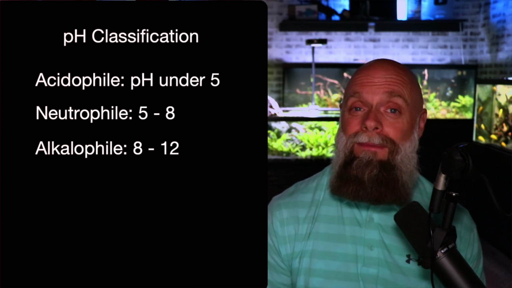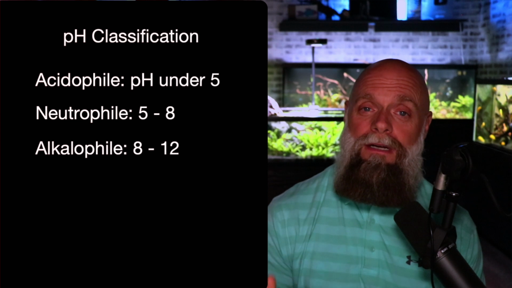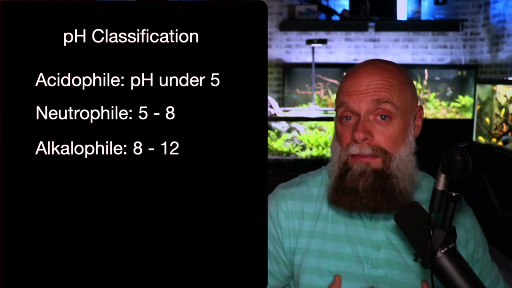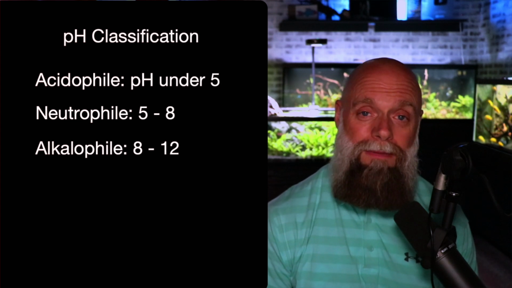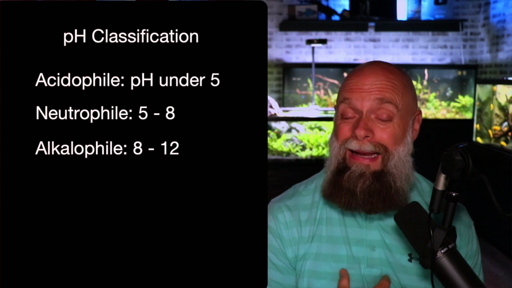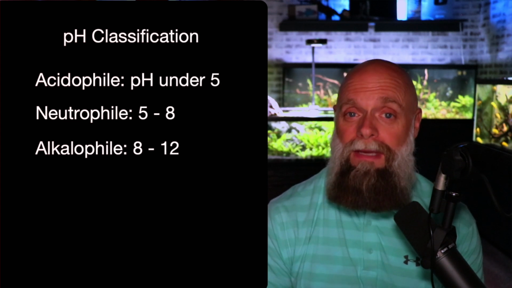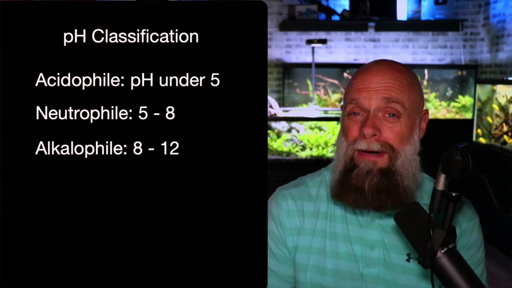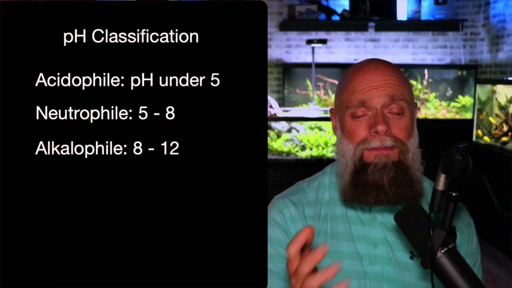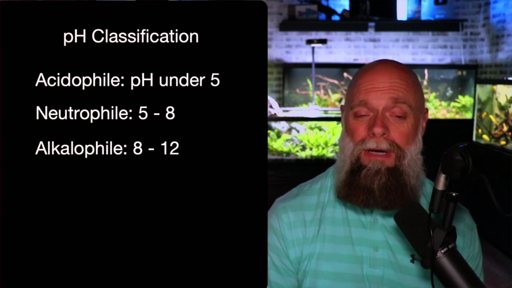A neutrophile, very similar to us, is going to grow at a pH of somewhere around 5 to 8. Neutrophiles are typically microbes that associate themselves with the human body and freshwater systems. Our body, for the most part, again, except for the stomach and the female lower GU, is really buffered right around a pH of 7.2. Then you've got the halophile. These guys like a higher pH, somewhere around 8 to 12.